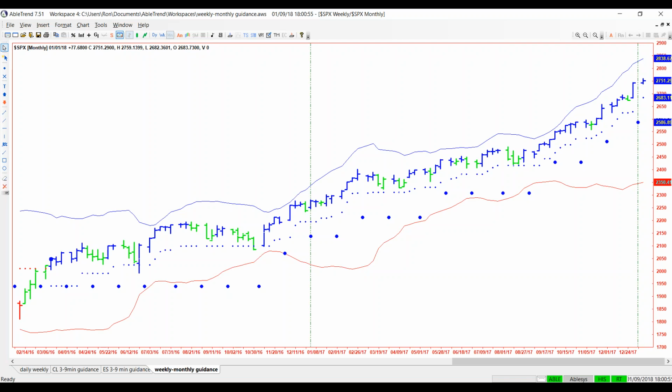We're going to take a look at some different charts, different time frames, different markets, and we'll look at the exact Able Trend signals from today and recently. Futures markets are live, so we'll be looking at live charts too, but there's not a lot of movement generally at this time of day. So let's jump in.